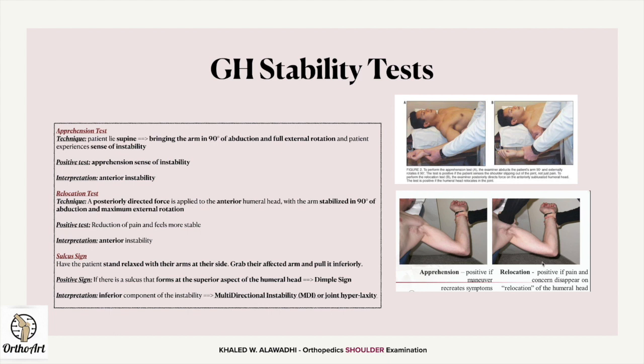Ask the patient to relax while standing. Grab the affected arm and pull it inferiorly. A positive sign is a sulcus that forms at the superior aspect of the humeral head. Now this is the dimple sign, as shown here.